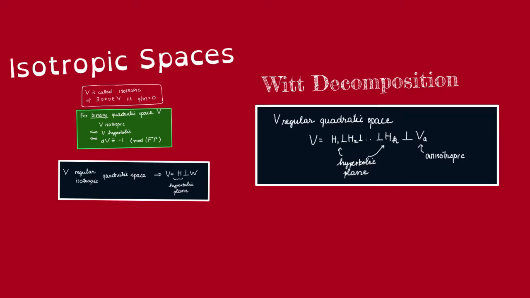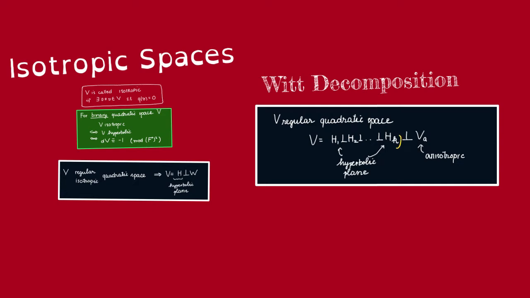Our previous discussion about the hyperbolic planes and isotropic spaces now allow us to finally describe the Witt decomposition. So any regular quadratic space has the following decomposition. This is a direct sum of hyperbolic planes and then with an anisotropic part. A natural question is, is this decomposition unique?